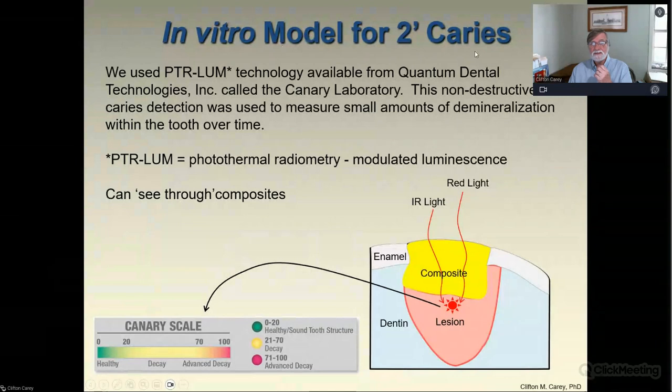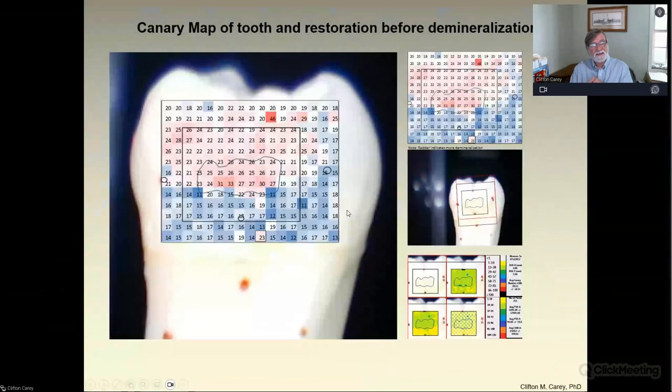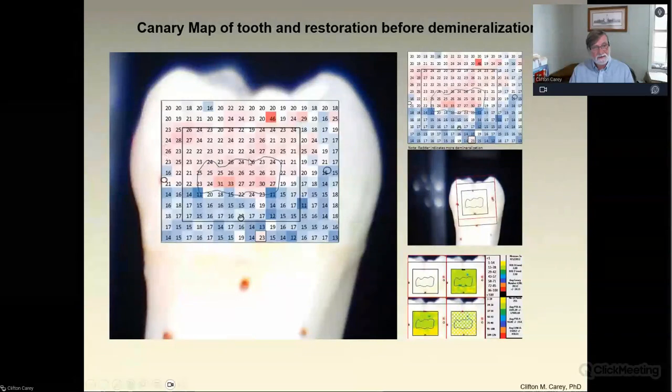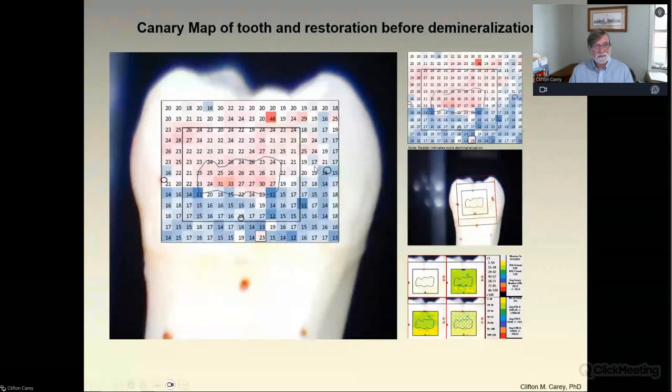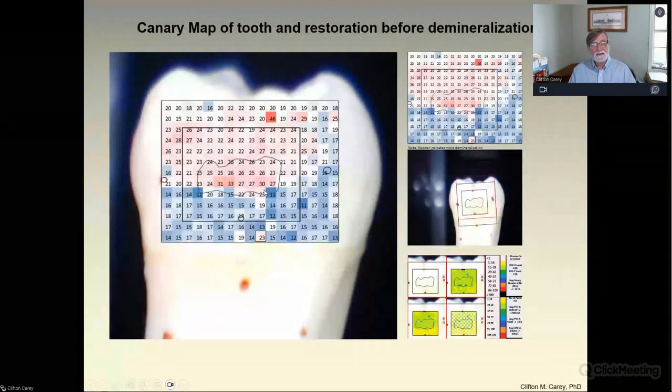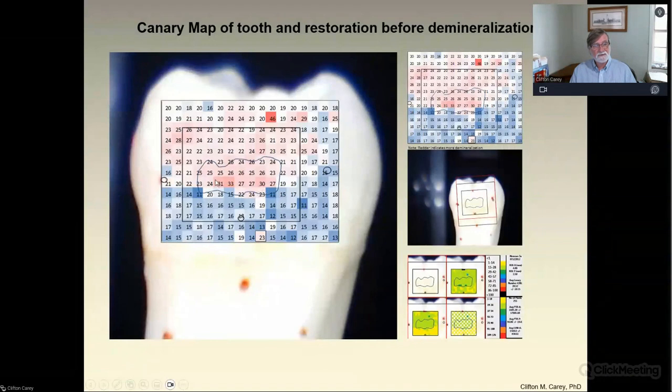This is, again, where I used the canary system. I mentioned it could see through the lesion. So, again, I used that. And I used the canary lab in this particular case. And what that does is it scans an area of the tooth. This area here is where the restoration is. These are fiduciary markers over here. So we lined it up properly before, during, and after.